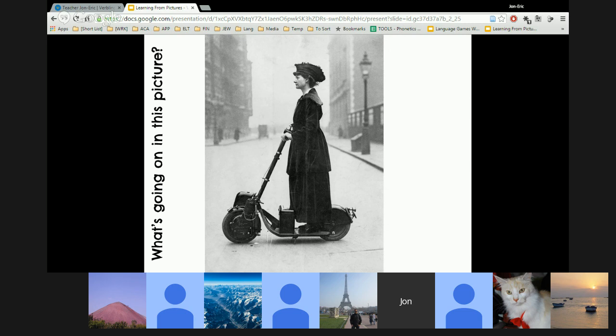Publicity. Okay, go on. Yes, a publicity about the first scooter in the world. About the famous scooter in the world. The first. Oh, sorry, I didn't hear you. The first scooter in the world. Could be, maybe. Very good.